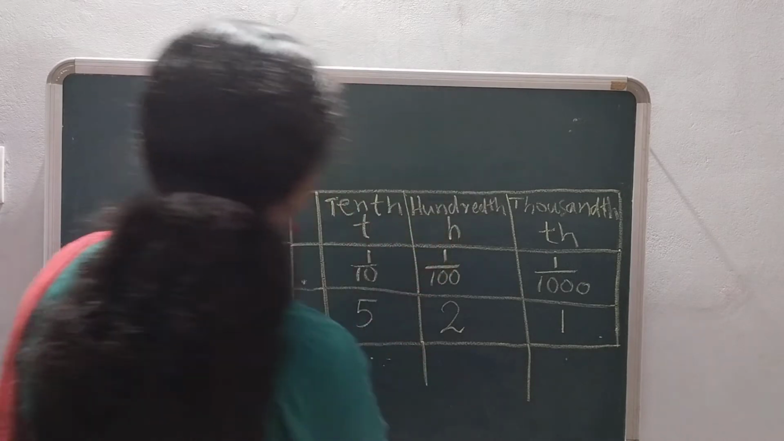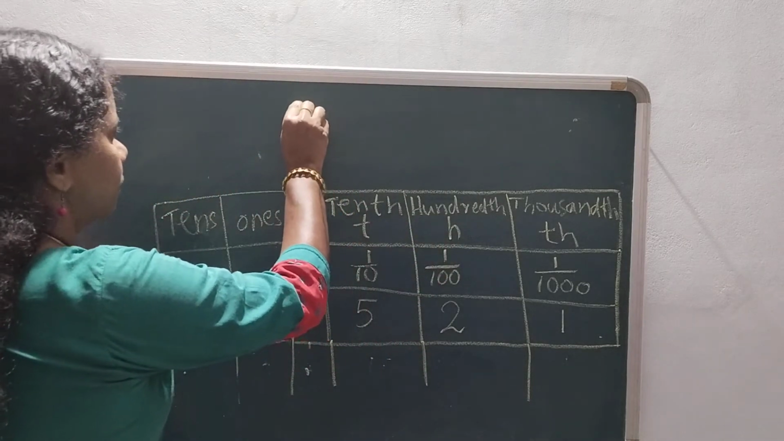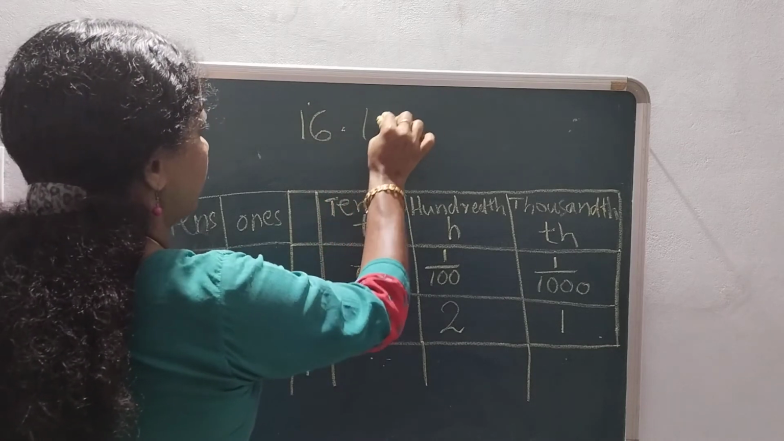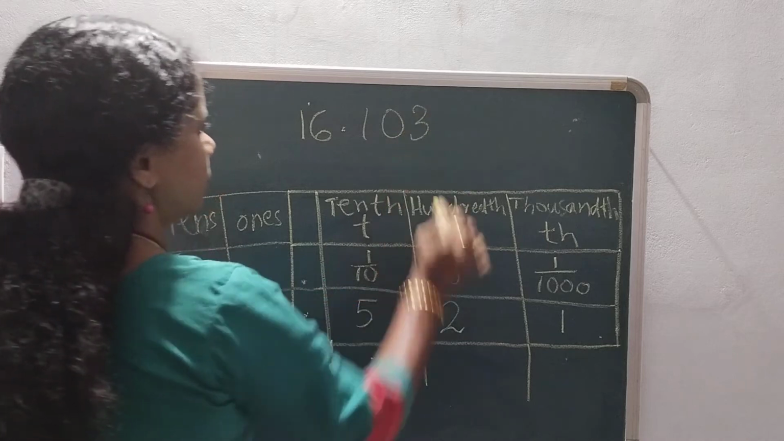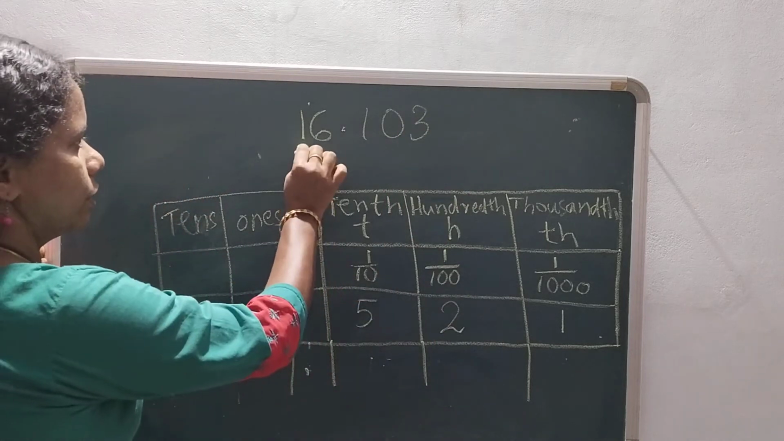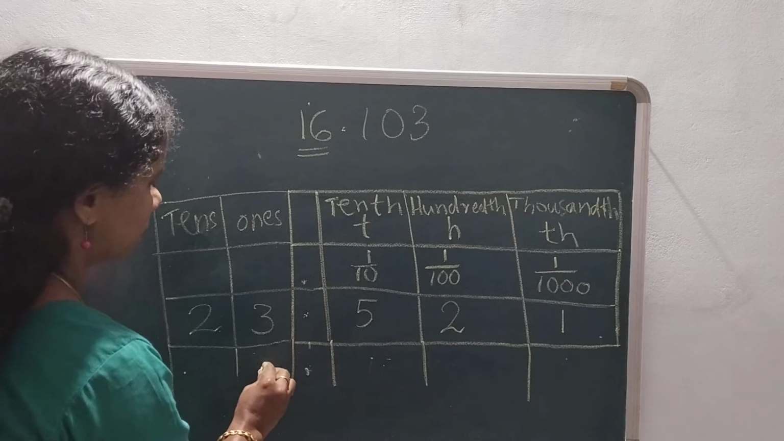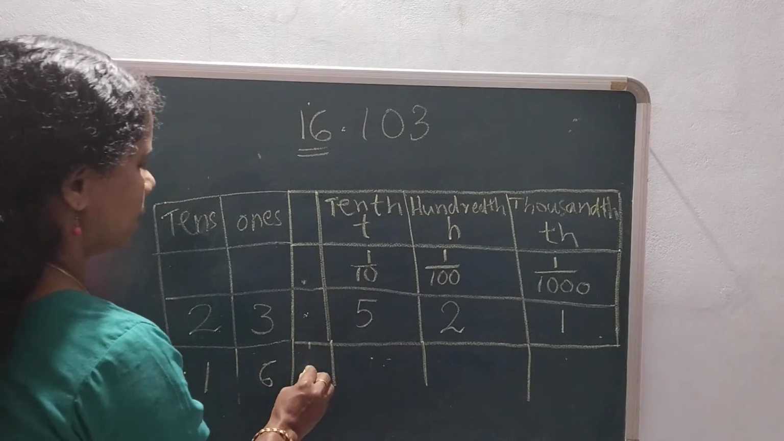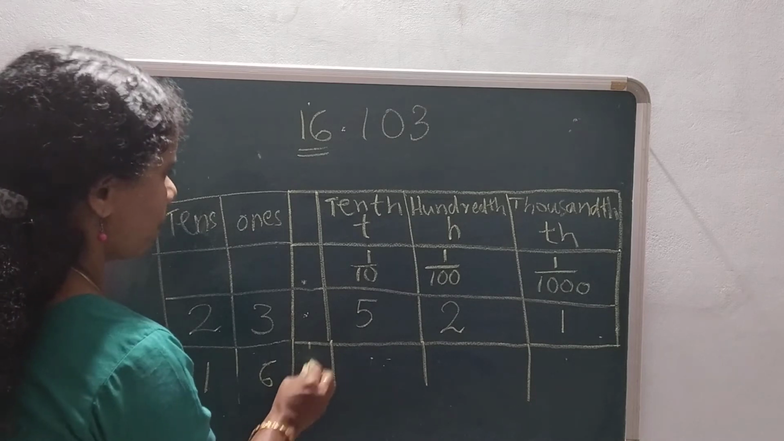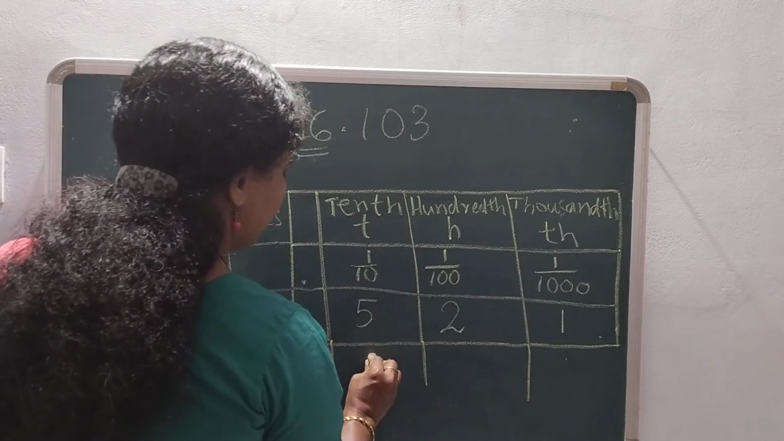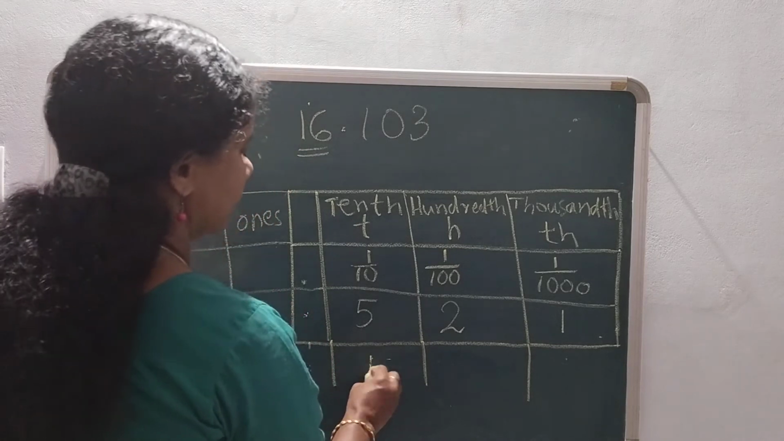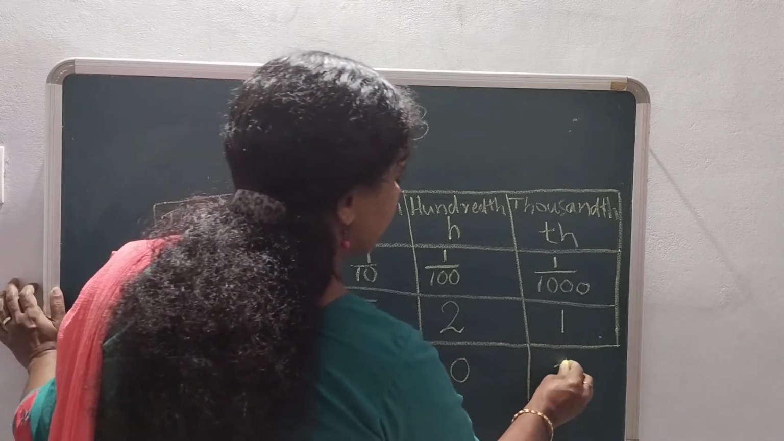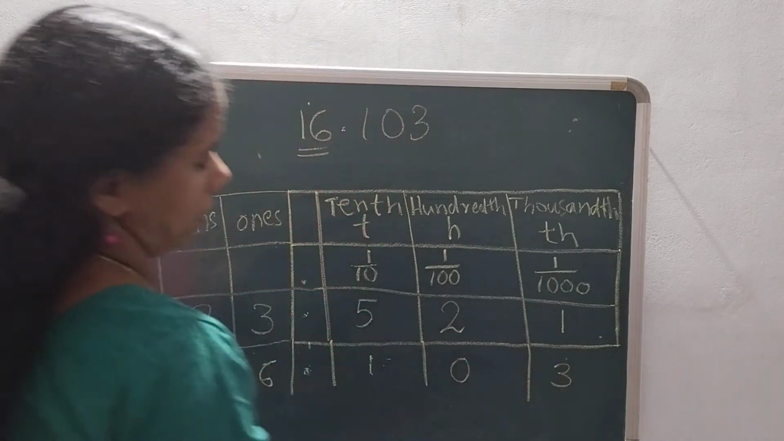Do you want to do one more example? Can you tell me? Suppose it is 16.103, how will you write? See, this is the whole number. So 6 is in the ones place, then 1 is in the tens place, then the decimal point. Then in the tenths place, what is it? 1, and in the hundredths place it is 0, and in the thousandths place it is 3.